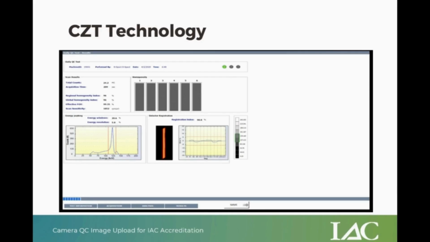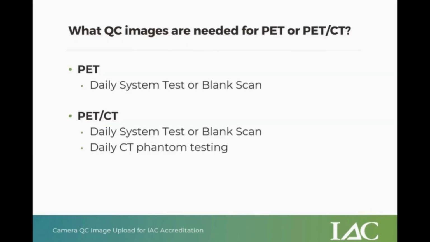If you're using CZT technology, there are certain cameras out there where they do not perform bars or COR, of course. So your daily system test is this image here that we would expect to see submitted for all of your QC for any of the CZT technology.